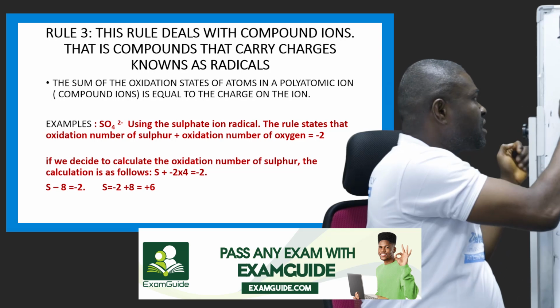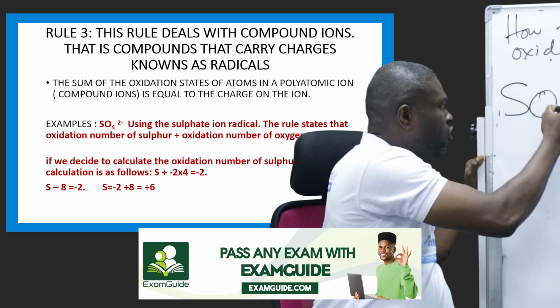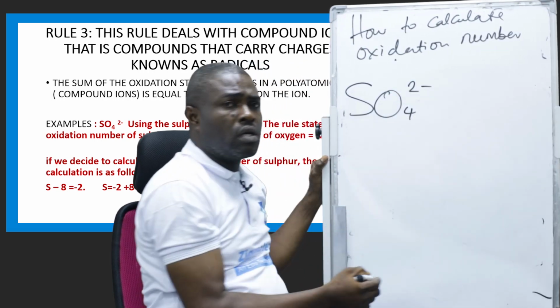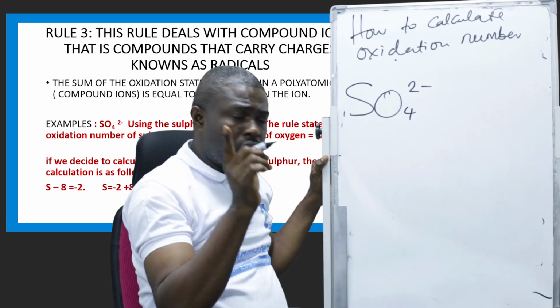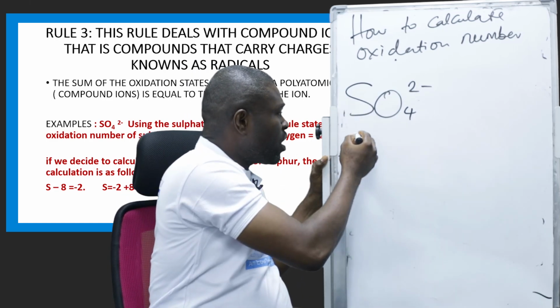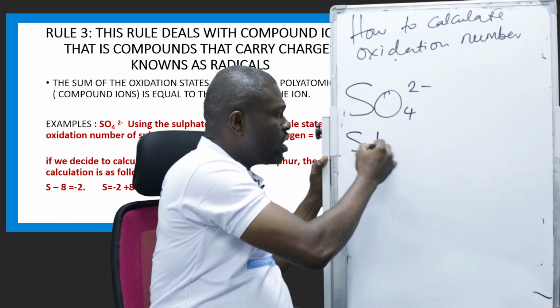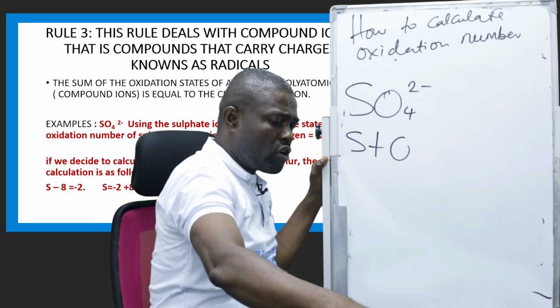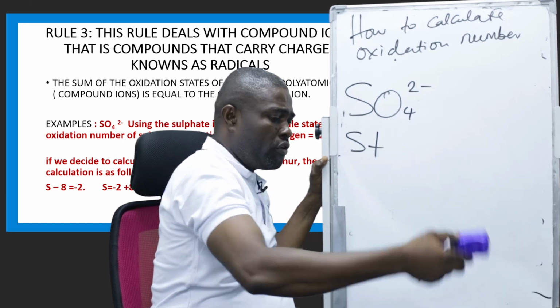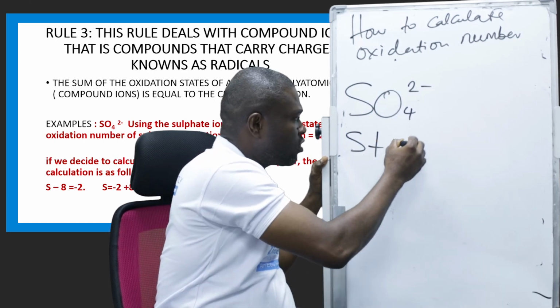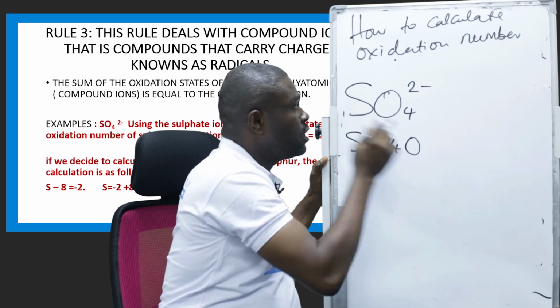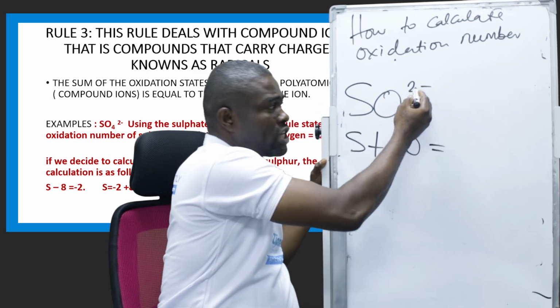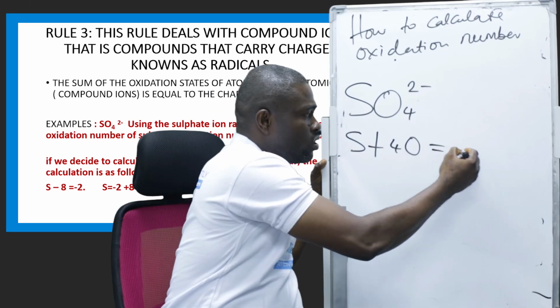I have SO4 2 minus. The rule says oxidation number of sulfur plus oxidation number of 4 atoms of what? 4 atoms of oxygen, right? Is equals to what? The charge they carry. What is the charge? Minus what? 2.